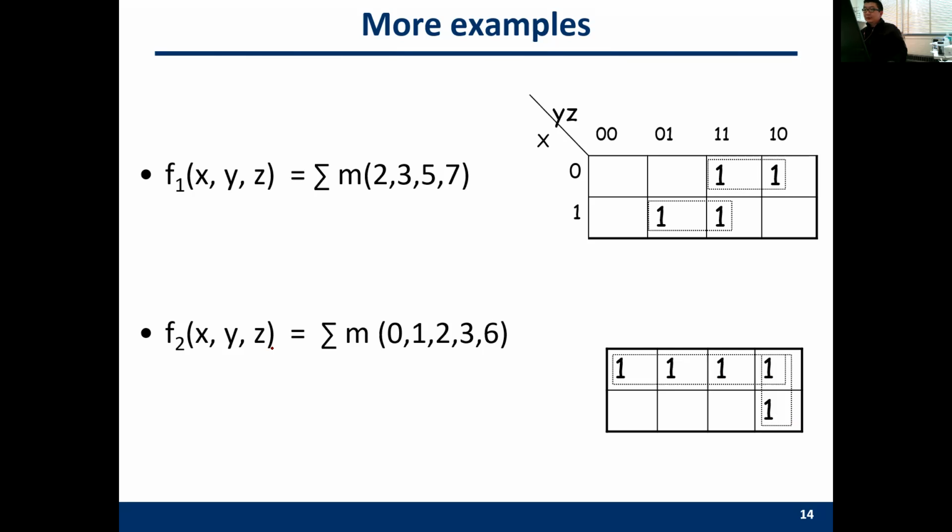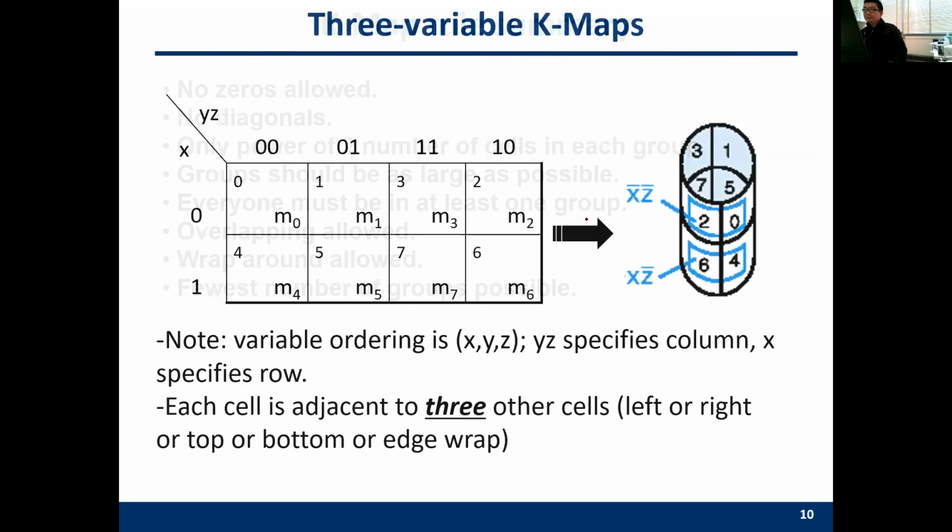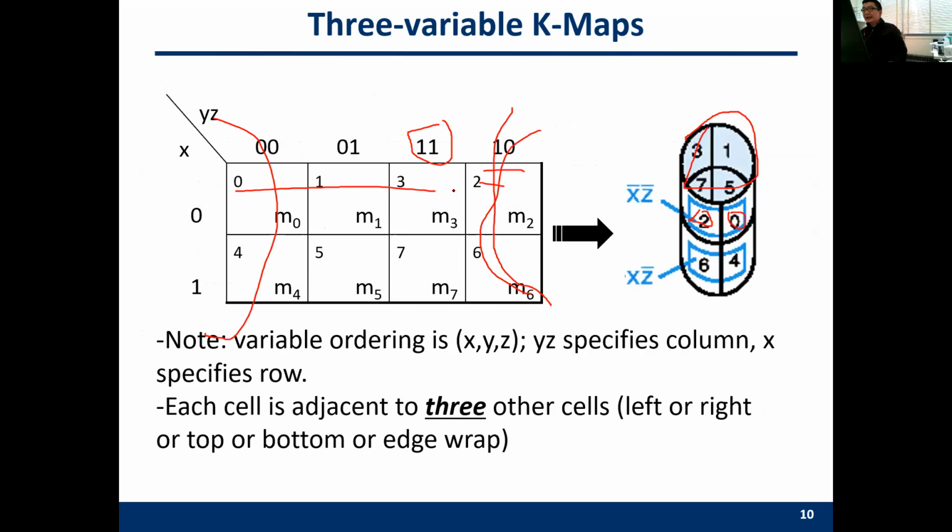And if the Boolean expression is in the canonical form, you can directly fill this box. I actually index this 3 variable K-map by the minterm index here. This is 0, 1, 2, 3, 4, 5, 6, 7.